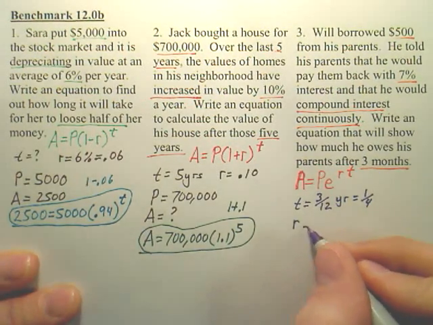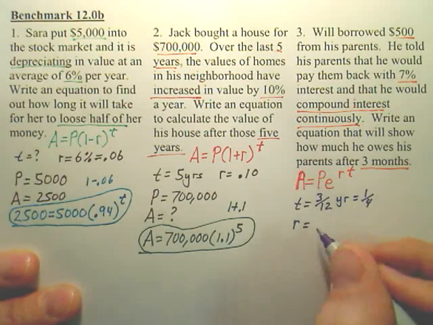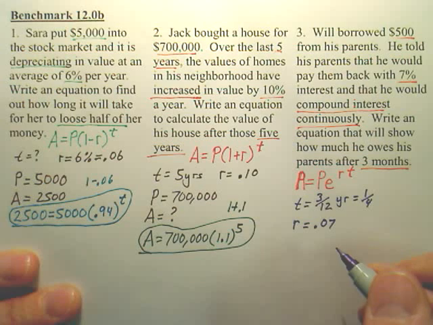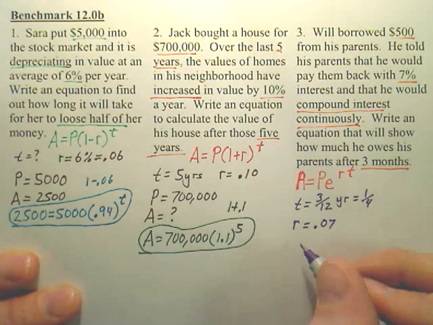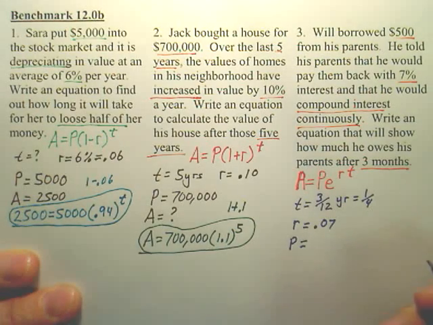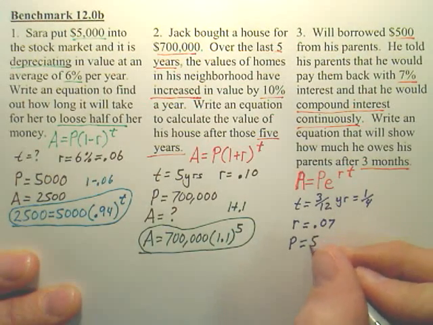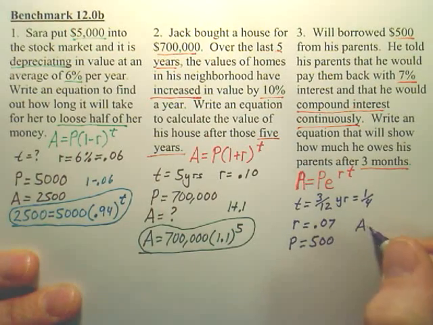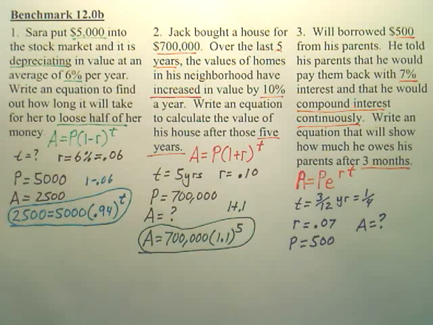Do we know a rate? 0.07. Don't make the cardinal mistake and say 0.7. 70% and 7% are a big difference. You wouldn't want your bank to make that mistake unless it was in your favor. P. Do we have an initial amount we borrowed? 500. And do we have a final amount? Do we know our final amount? No, that's what we're trying to calculate.